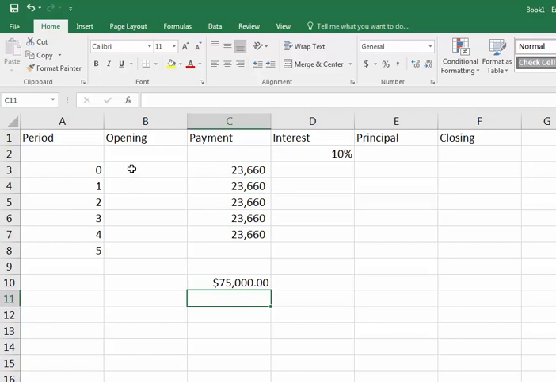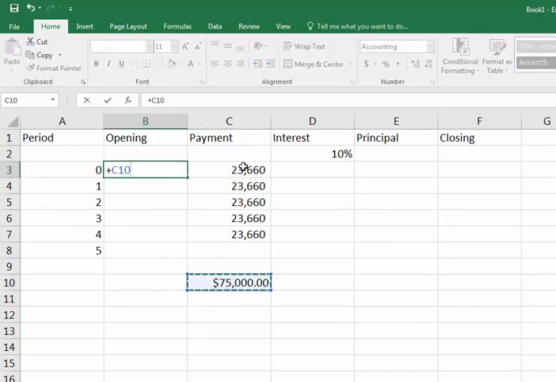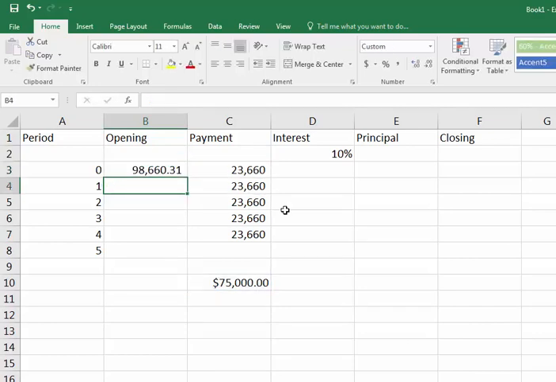So to work out the opening obligation or the opening liability, I need to recognize the present value of the future cash flows plus the cash flow which is made in advance at the beginning of the lease.